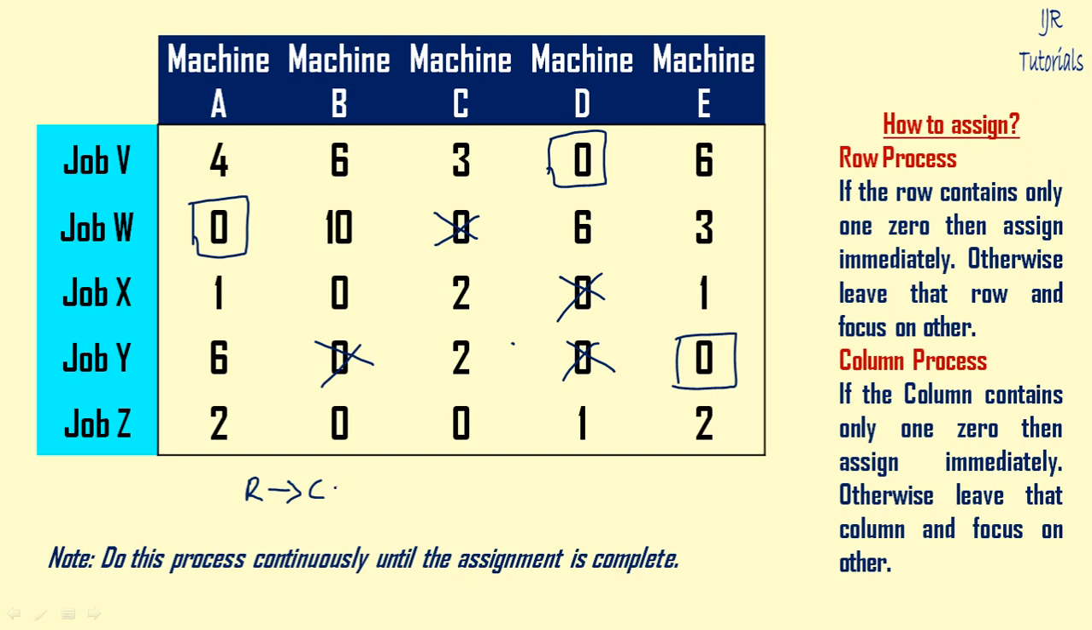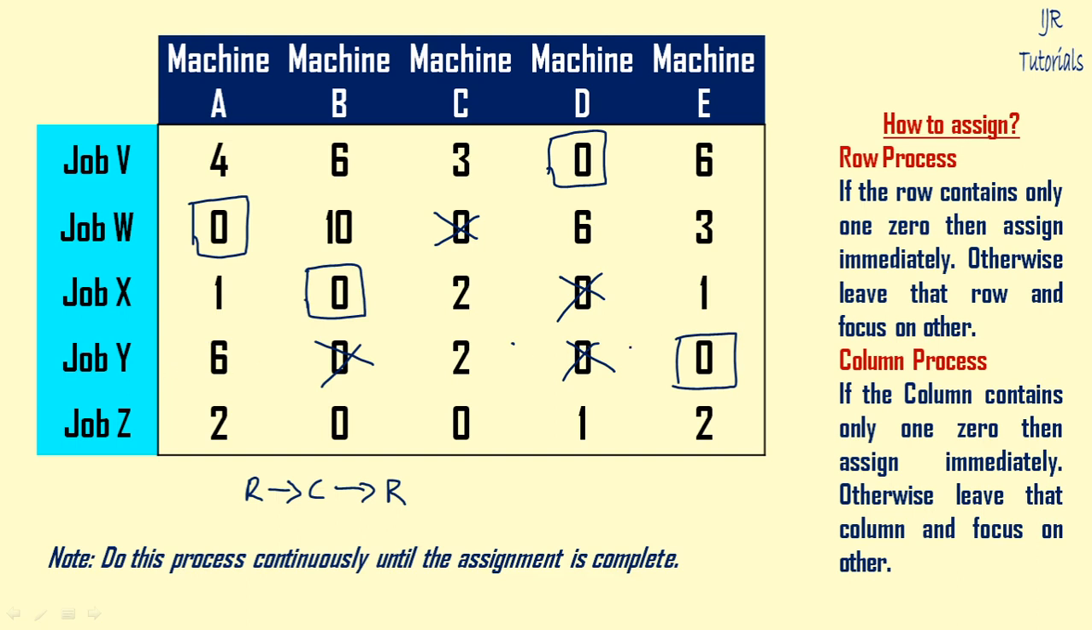So now we can move to the row process. We can do this process continuously until the assignment is completed. So now row. Again we have to use this one: if the row contains only one zero, then assign immediately, otherwise move to another. See the first one? Yes, already assigned. Job W already assigned. But job X, previously there were two zeros, but in the column process we already struck one. So that means there is only one zero. So we can directly assign this one.